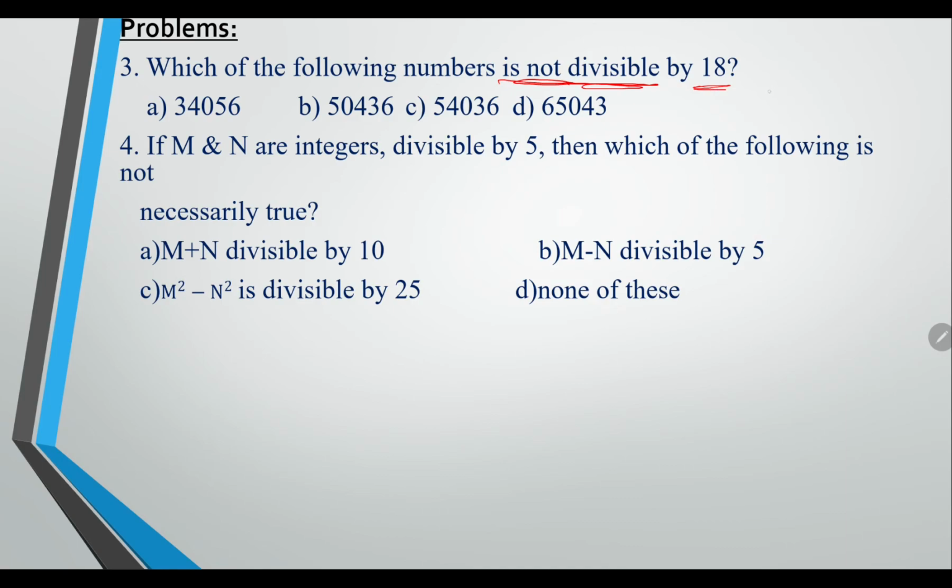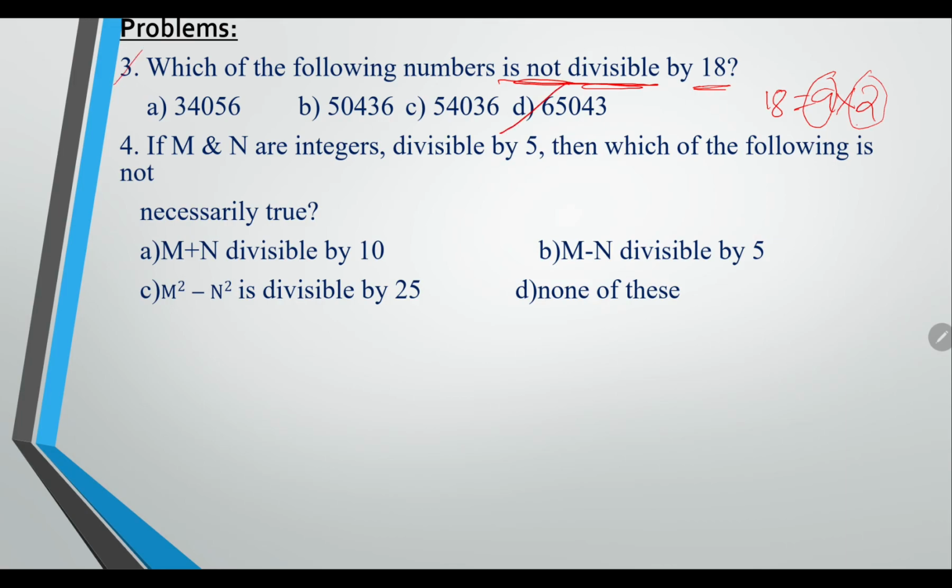It means that 18 is equal to 9 into 2. The numbers should not be divisible by 9 as well as 2. The numbers which are not divisible by 2 are odd numbers. Here in the options we have only the number with an odd unit digit, that is D. So we can simply take the option D.